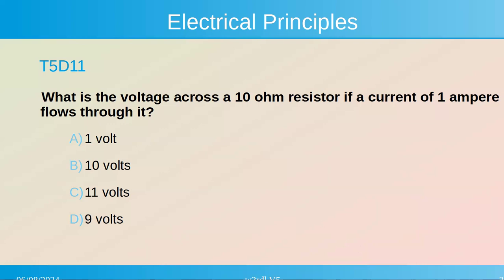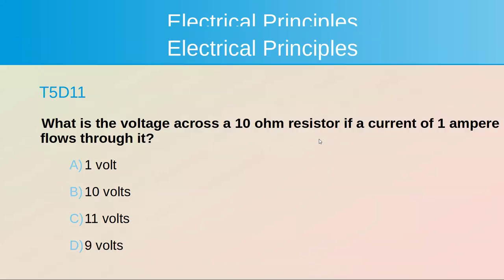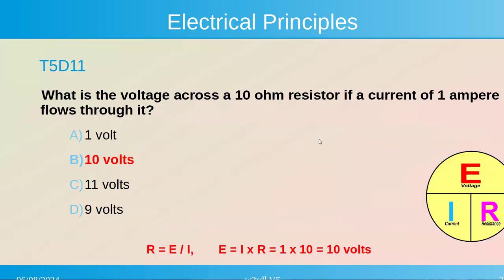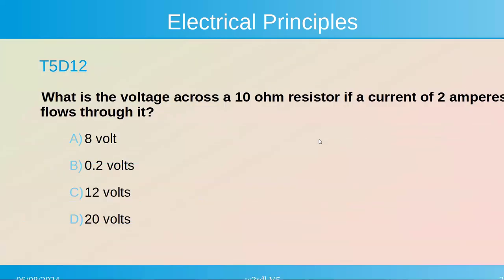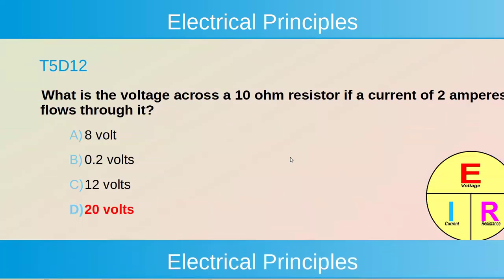So I've got a current of 1 amp, and you've got a resistance of 10 ohms. So you have 10 volts. How about that? Another one. So what if we got a 10 ohm resistor and 2 amps? Well, you're looking at 20 volts. I think he's got it.